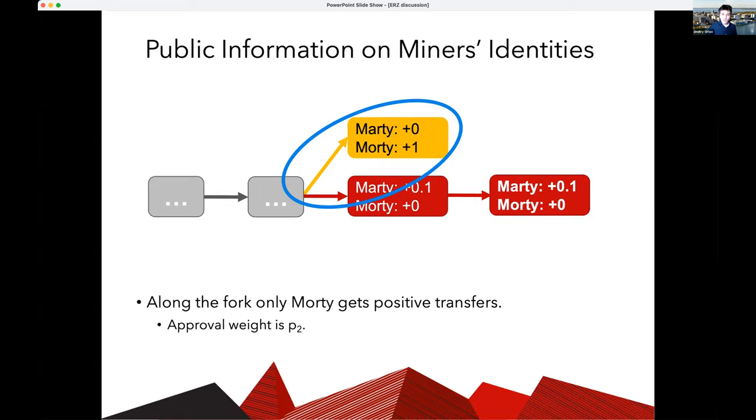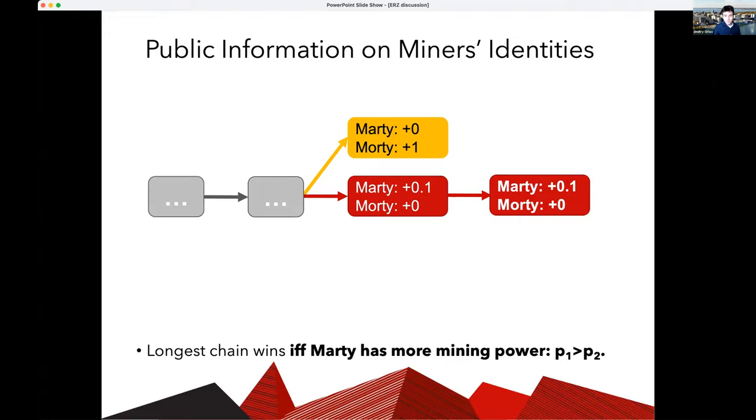So how do we decide which of the branches to follow? Well, we follow the one with the bigger hash rate. So it's not about the chain length, it's about who has more computing power. If Marty has the computing power, we follow the longest chain. If Morty has more computing power, we branch off. And this made me think that this strategy requires you to understand the distribution of wealth, or this Bitcoin wealth, in conjunction with hash rate power.